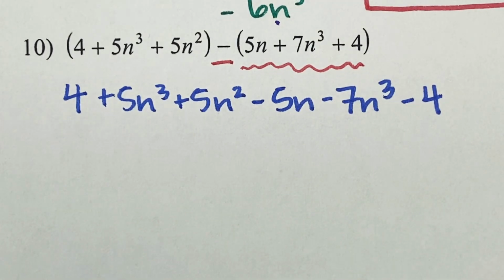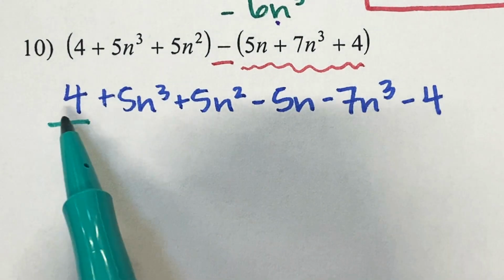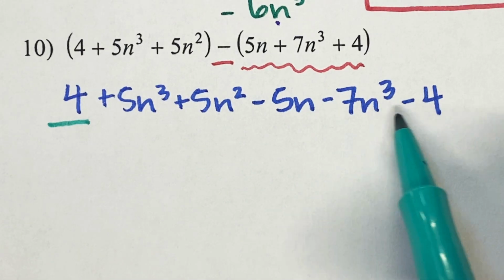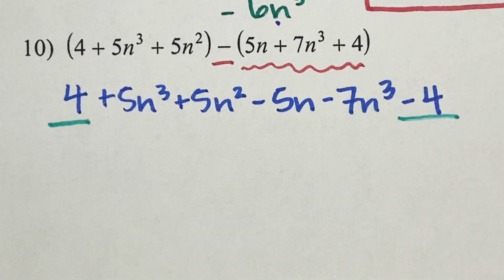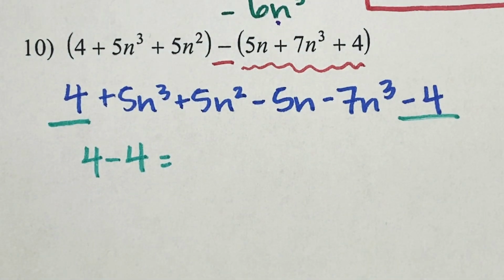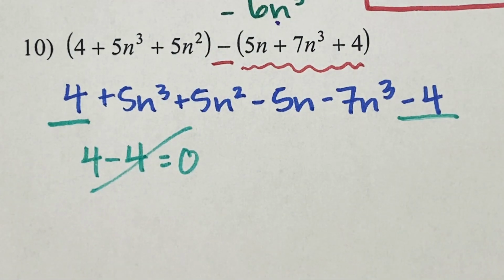Okay, now let's combine some like terms. So my first term is a constant, right? So I have just a number by itself. Any other numbers just by themselves? Yep, at the very end, that's just negative 4. So what is 4 minus 4? 0. Okay, that one cancels. We don't even have to write it.